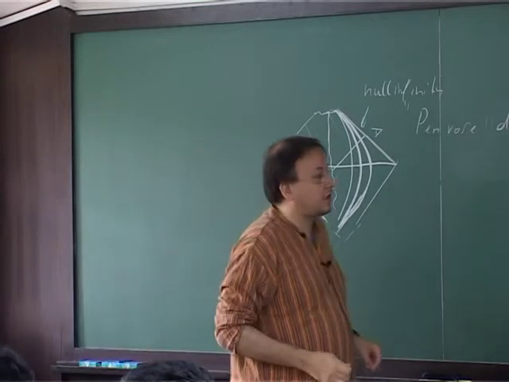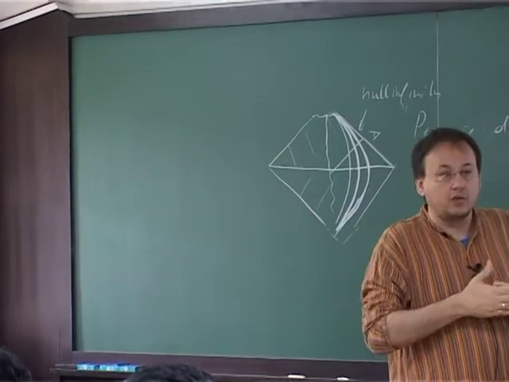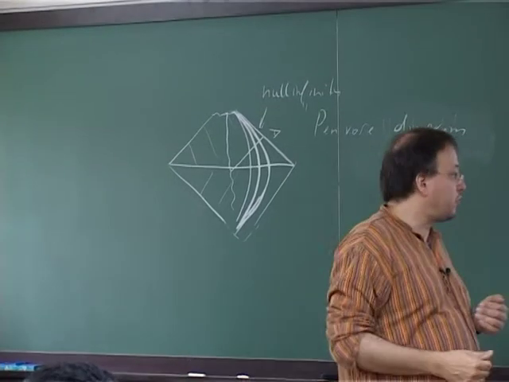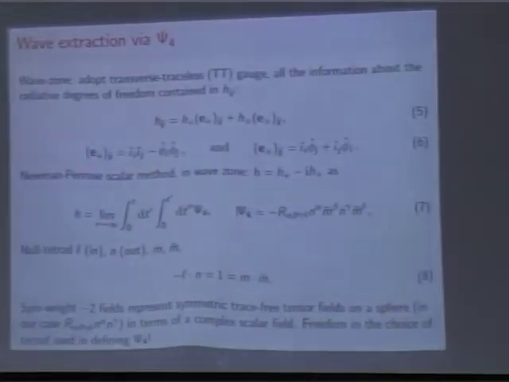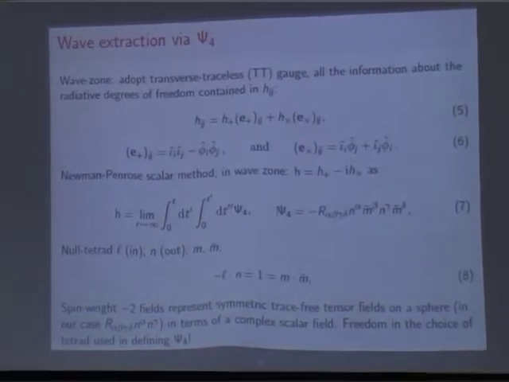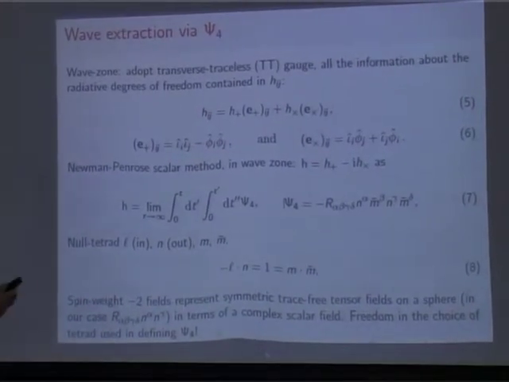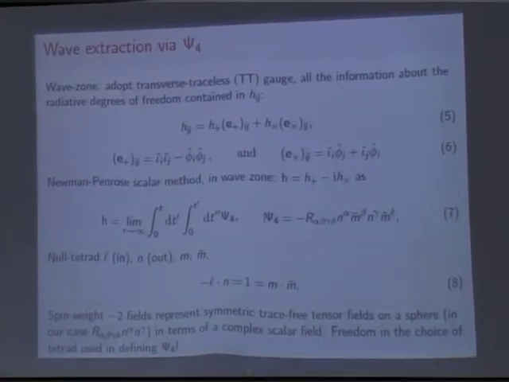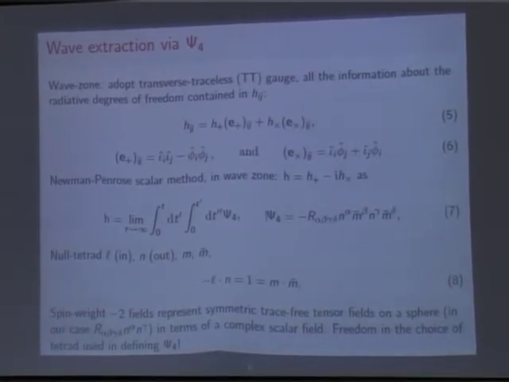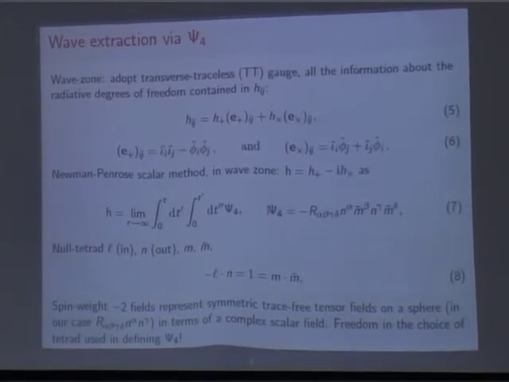You compute the wave signal at some finite separation, and you do it at several separations and try to see whether you get a reliable answer. Okay? I don't want to go into details much more. How can we characterize the gravitational wave signal far away?